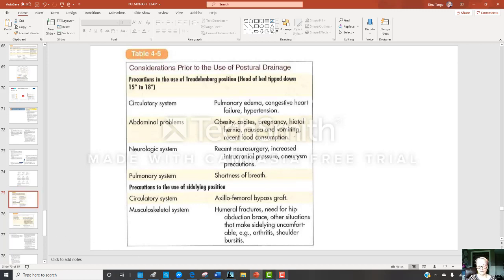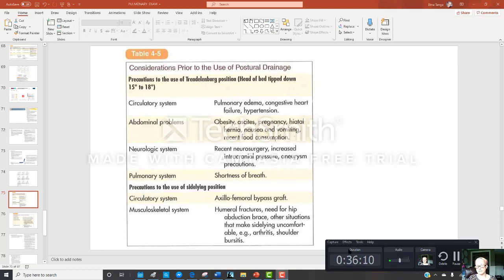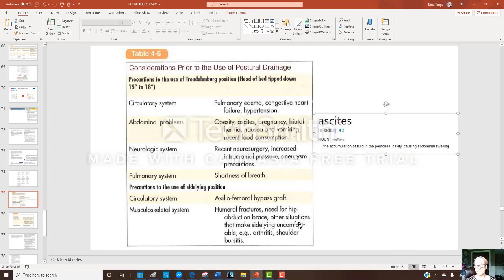I want to do another vocabulary word lookup, so please hold. Okay, ascites is the accumulation of fluid in the peritoneal cavity causing abdominal swelling. So that would be a precaution. Ascites.